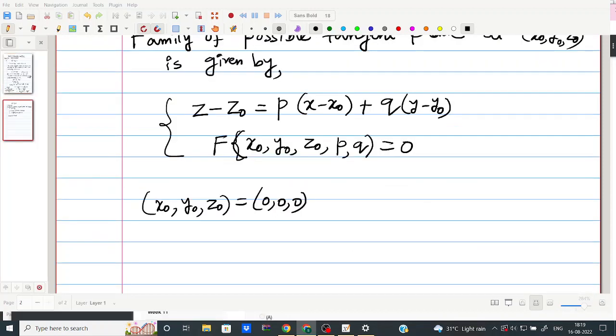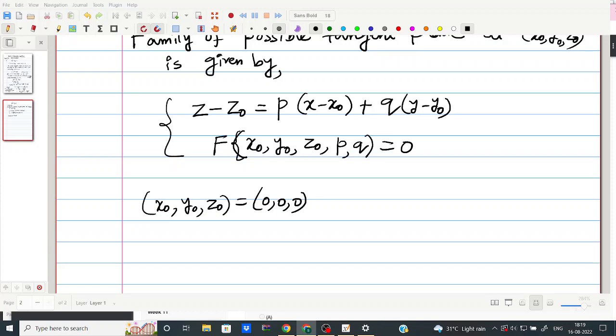So my equation becomes z naught equal to 0, so z equal to p into x plus q into y. And what is f? F is just this. This totally equal to 0 is f, meaning f is equal to p squared plus q minus 1. You understand what is f? How do I find f?